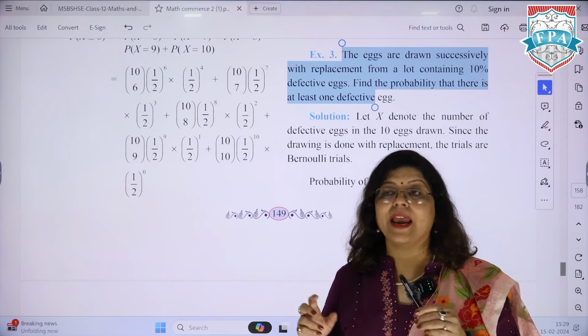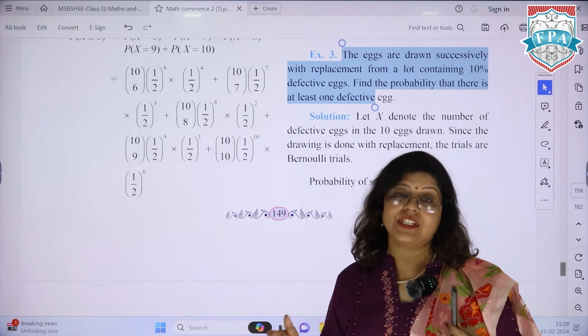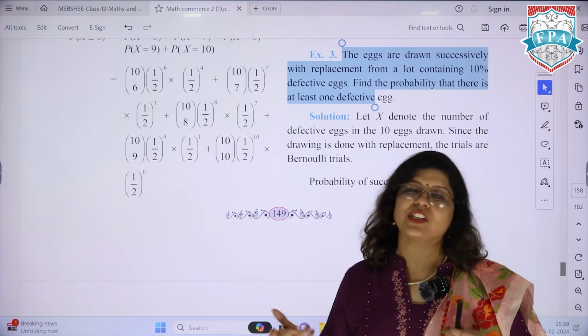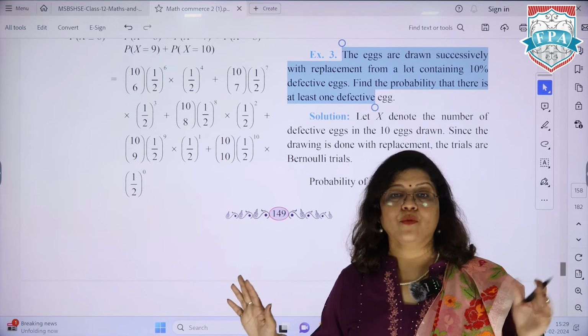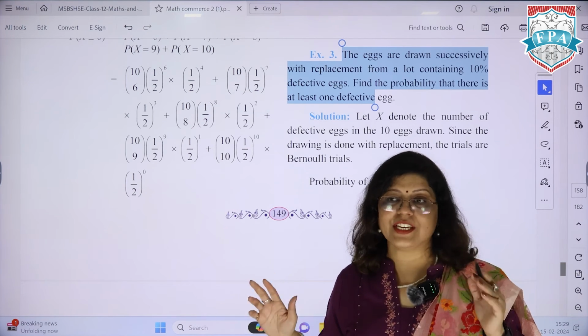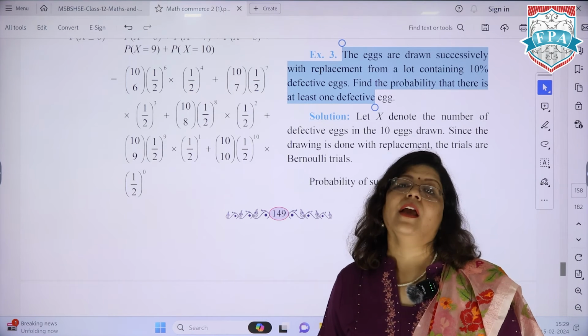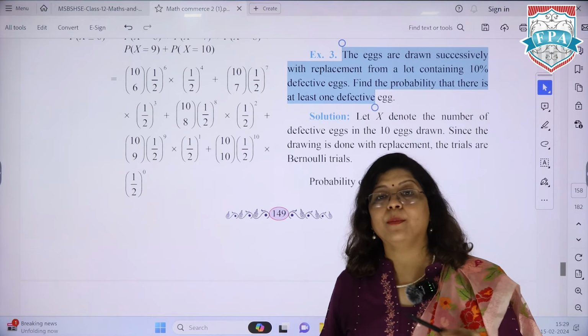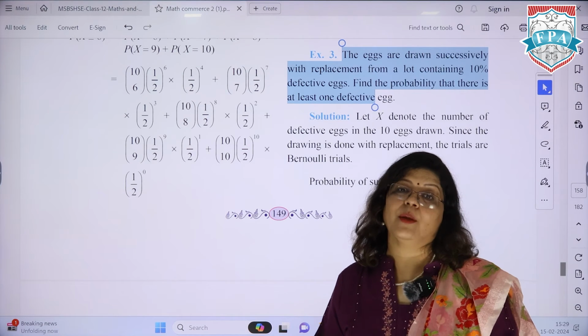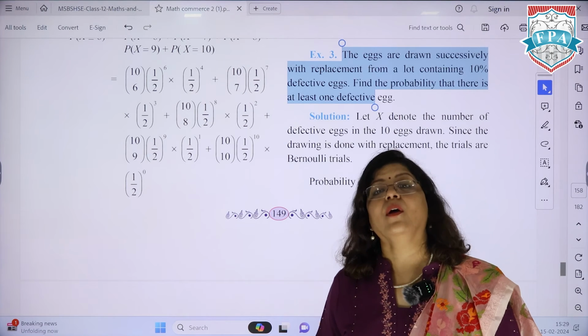For the mean of the binomial distribution, which is your expected value, we have a direct formula. That is np. Whatever is the value of n, whatever is the value of p, just multiply and you get the mean. This is one of the easiest ones; it can come in 1 markers or 2 markers. And variance is npq. So just multiply q with that and you are going to get the variance.